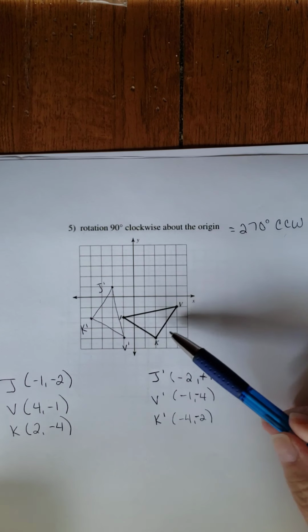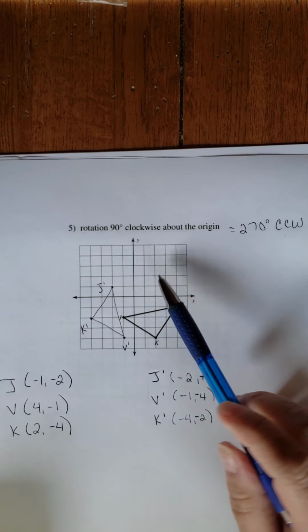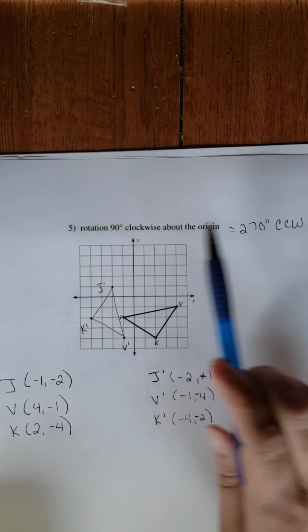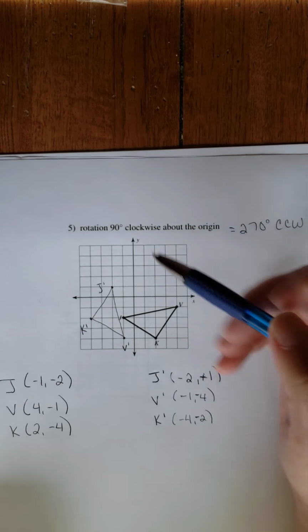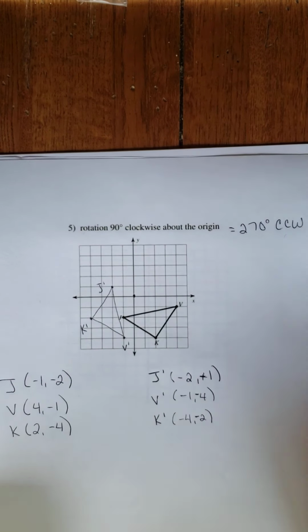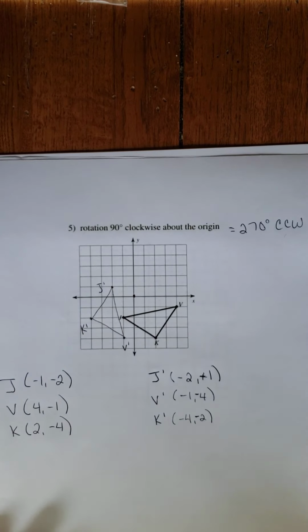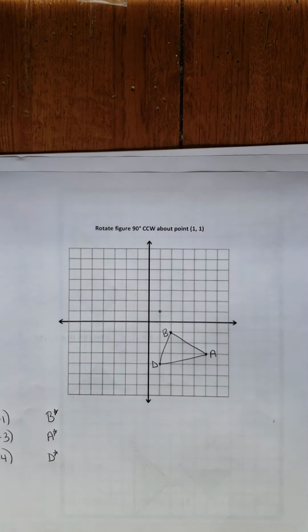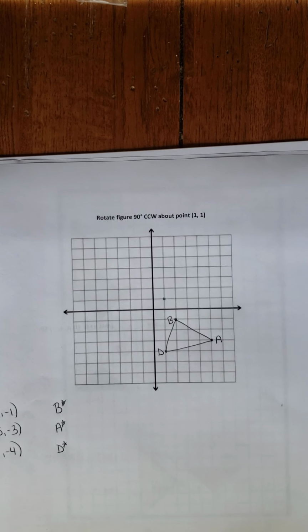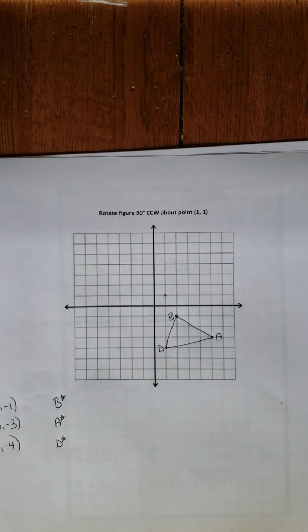And this is this shape rotated 90 degrees clockwise or 270 degrees counterclockwise about the origin. Remember, our origin is 0, 0. That's one example. Now, what happens if we're asked to rotate something about a point that is not the origin? That becomes a little bit trickier in that there's just some more steps. So we're going to go through that right now.